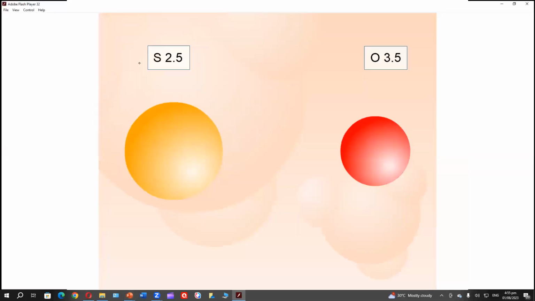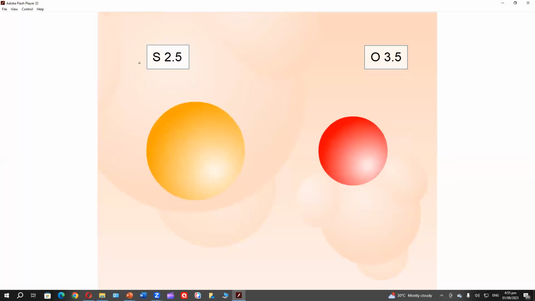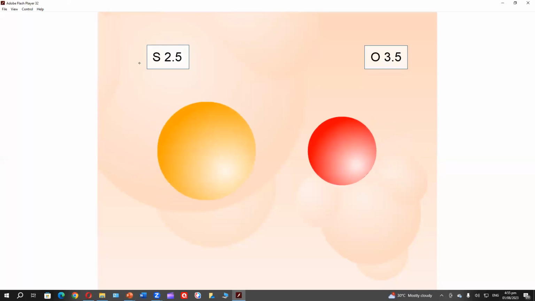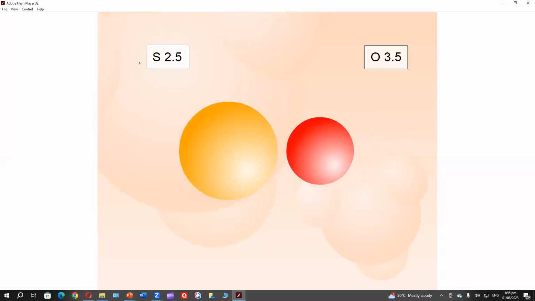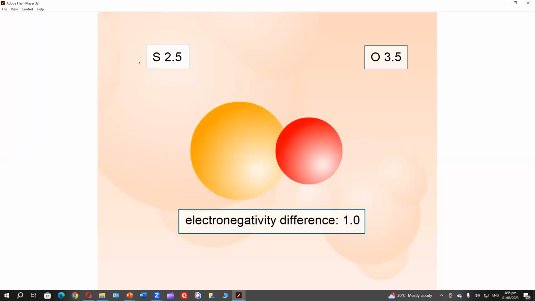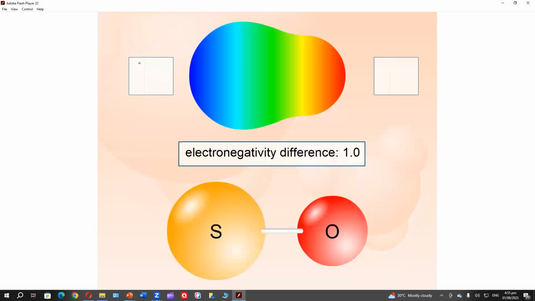Other covalent bonds are polar to some extent. The degree of polarity increases with the electronegativity difference between the bonded atoms. For example, there's about a 1-unit difference between the electronegativities of sulfur and oxygen. Consequently, the sulfur-oxygen bond is strongly polar, with a partial negative charge on the oxygen atom.